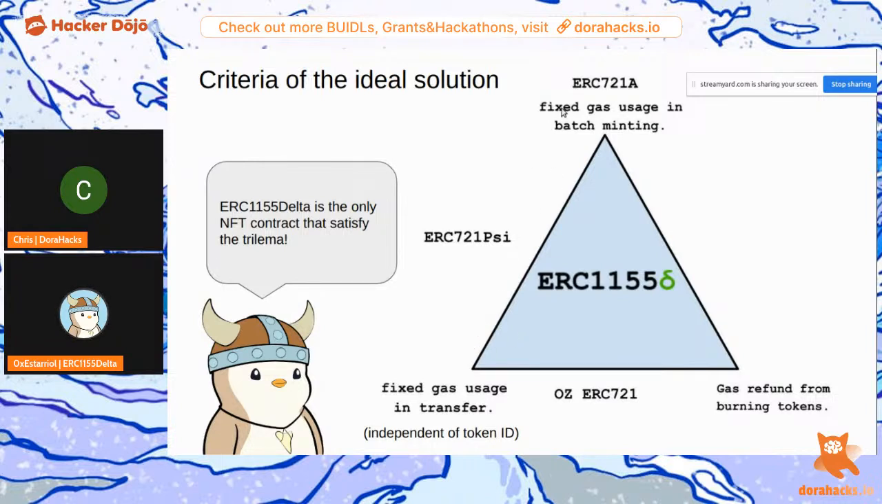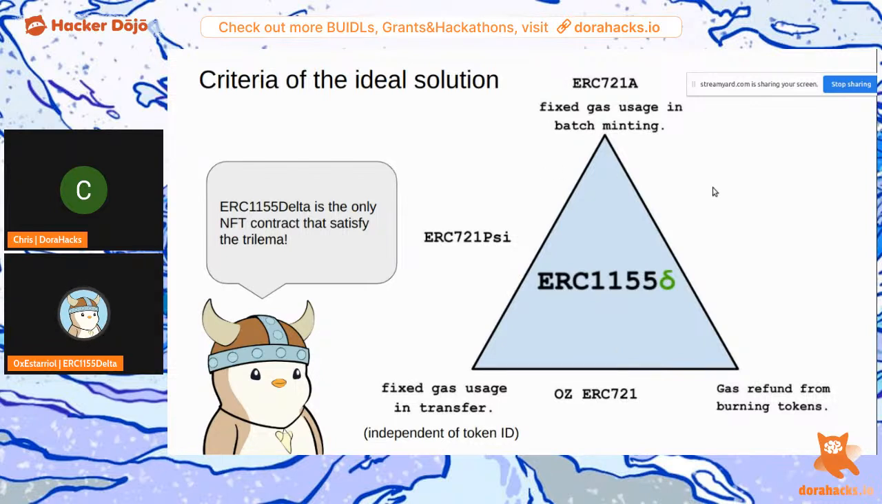However, both ERC 721A and ERC 721 SAI don't provide gas refund while burning the tokens. The information of the tokens is not released and remains on the chain after they are burned. This is because the gas saving mechanism prevents them from doing so. On the other hand, OpenZeppelin's ERC 721 implementation has gas refund, but it scales poorly in batch minting.